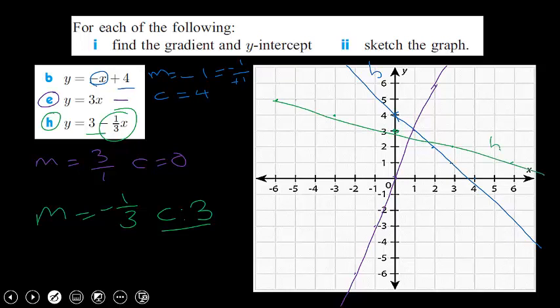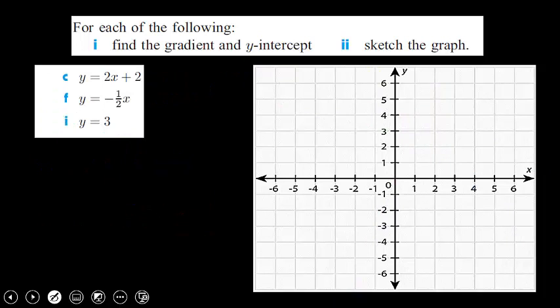That is H. One more set, C, F, and I. So for C, m equals 2 over 1. That's that. And c equals +2. So I start at +2. I go 2 up and 1 to the right. 2 up and 1 to the right. 2 down, 1 to the left. Okay, there you go.